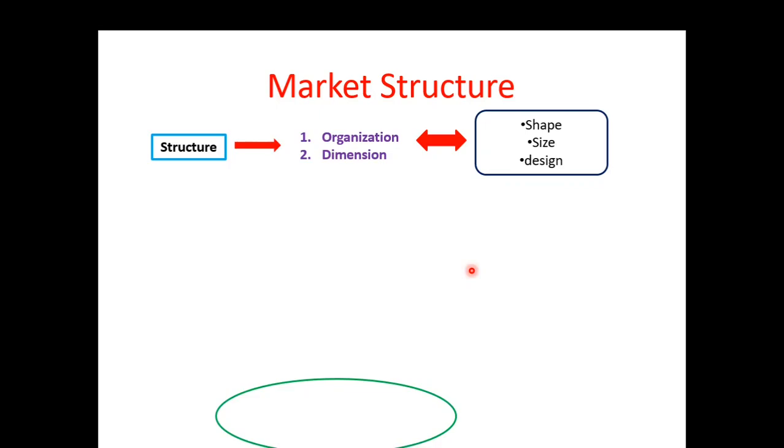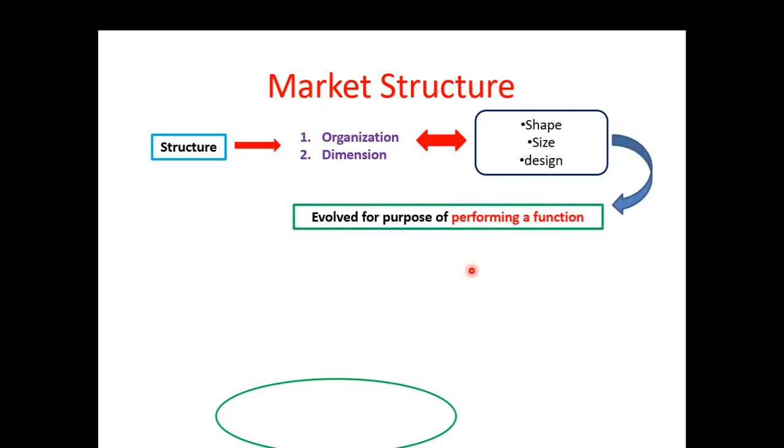The market has a structure. That is, the market has a shape. Sometimes it's not a real tangible shape which can be seen. Anyway, it has a shape, how it is formed, a size, the number of persons involved, and a design, how the design of the market is constructed. This is evolved for the purpose of functioning. So the design, shape, and size of the market have evolved for the purpose of functioning.